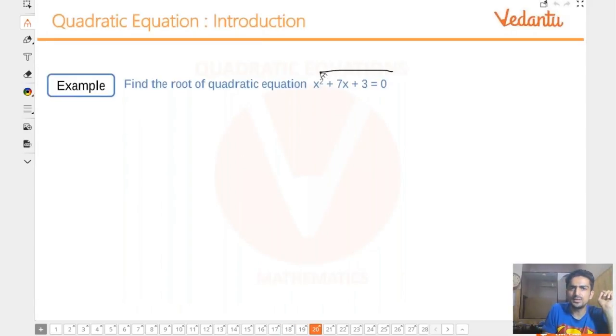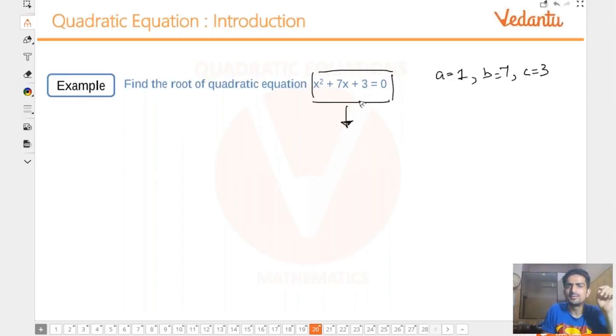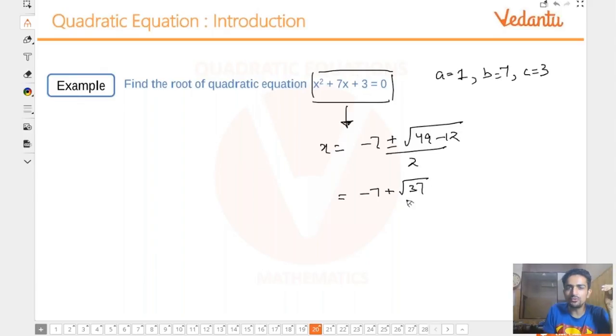Similarly, this is the second equation. Let me do it also quickly. A is 1, B is 7, and C is 3. Certainly it is difficult to factorize, so we will use the formula minus B plus minus root of B square minus 4AC by 2A. So one root is minus 7 plus root 37 by 2, and another root is minus 7 minus root 37 by 2.